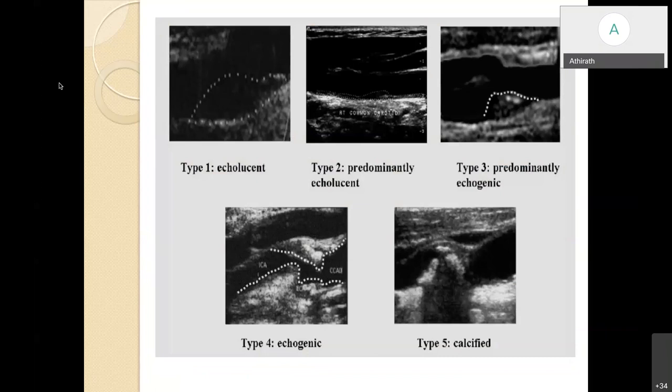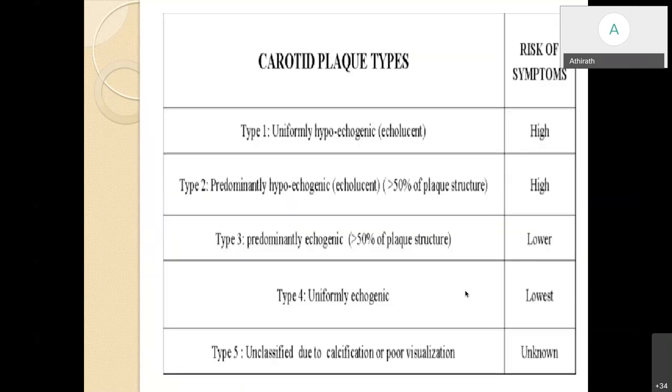So these are the images. As you can see, type 1 is an echolucent plaque, which is the most dangerous plaque of all the types, because this echolucent plaque will mostly contain a lipid-rich composition. Type 2 is predominantly echolucent. Type 3 is predominantly echogenic. Type 4 is echogenic. This echogenic plaque mostly constitutes collagen and fibrotic components. And type 5 is a calcified plaque. As I've told you, type 1 and type 2 have a high risk of neurologic symptoms and stroke, whereas type 3 and type 4, when compared to the other two, have a lower risk of stroke.